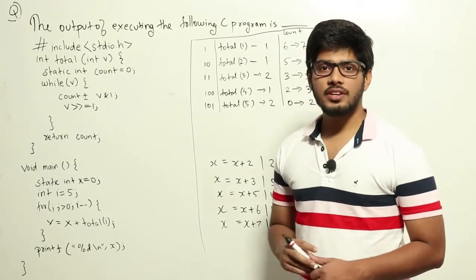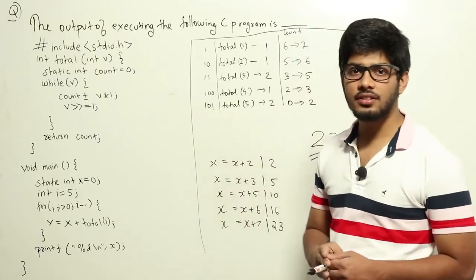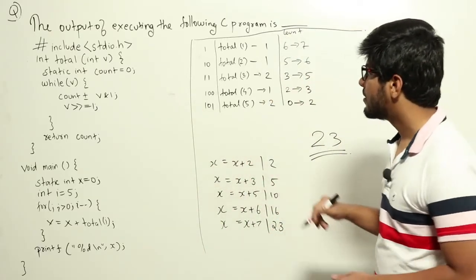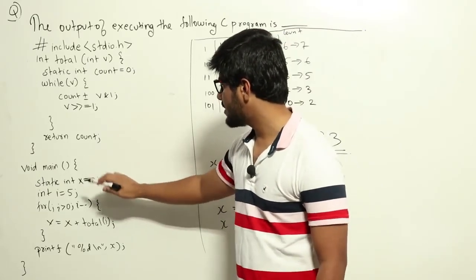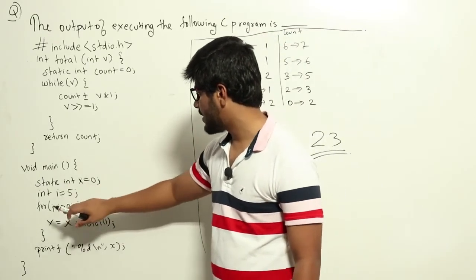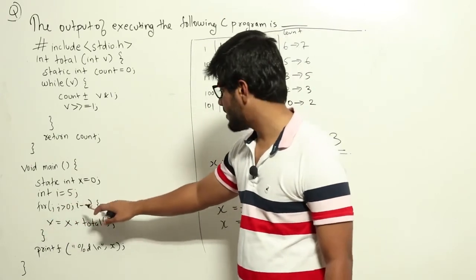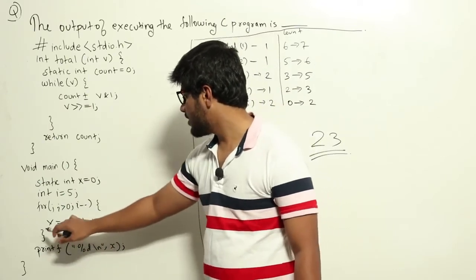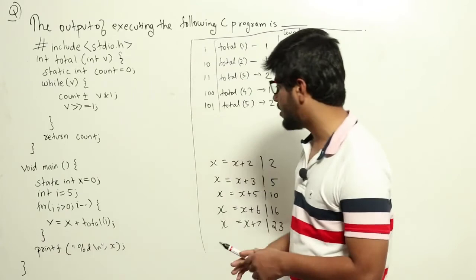This is a C programming question. Here they have given us this particular code and they are asking us on executing this what the output would be. So let's look at the main function. Here they have defined a static int x equal to 0 and i is made 5, and while i is greater than 0, each time decrementing i by 1, it is doing x equal to x plus total of i, and then at the end they are printing the value of x.